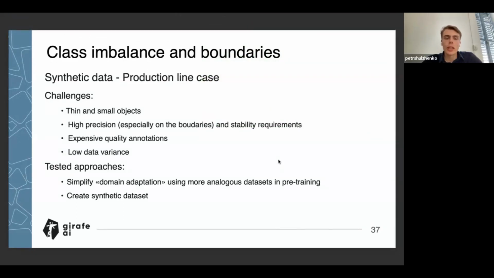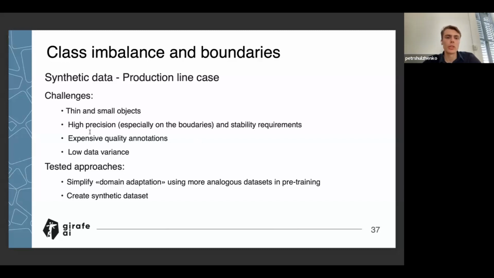And in the production line case, I've used a different and, as for me, extremely cool solution, because surprisingly it works. So first of all, about the challenges of this case. There are lots of thin and small objects. We have to have high precision, especially on the boundaries, because if not, it can't be practically used.